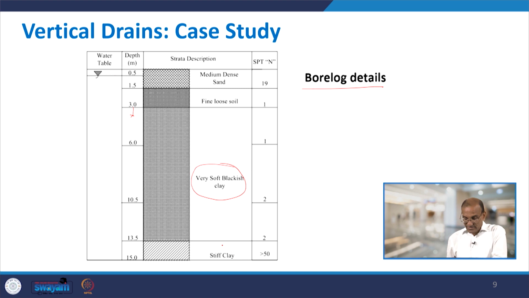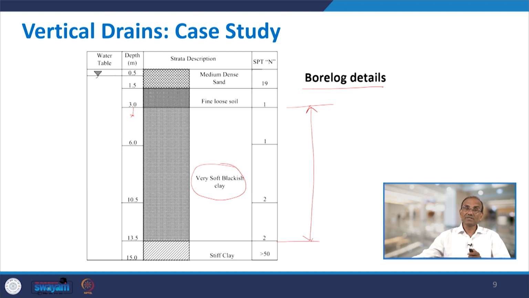Then you have stiff clay. So, here in this borehole data, 3 to 13.5 meter is the problematic soil from the drainage point of view, from here to here. This tries to prevent the dissipation of water, because the water is inside the clay, and as a result, if you have only clay, then the primary consolidation will take quite a long time.